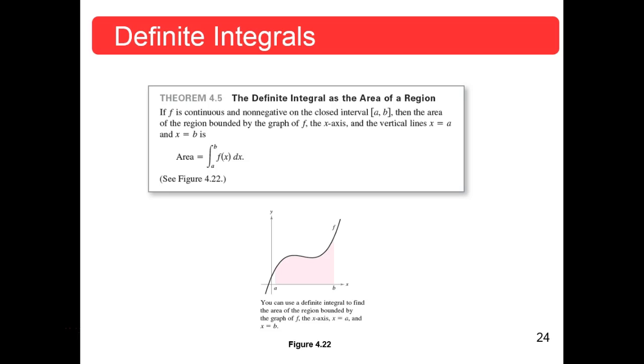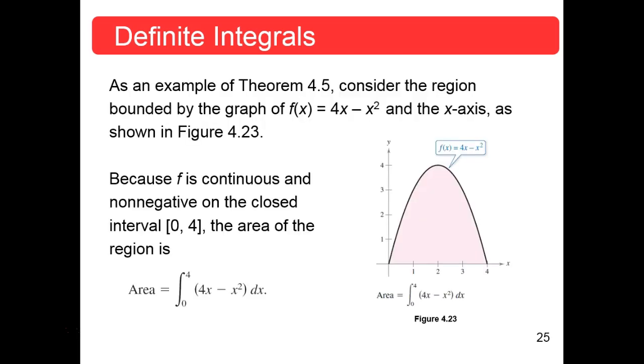So anyway, you can use a definite integral to find the area of a region bounded by the graph of f, the x-axis, x equals a to x equals b. Later we're going to extend this to two functions, and then either one of them can be negative. But we'll get there in a little bit. As an example of theorem 4.5, consider a region bounded by the graph of f of x equals 4x minus x squared. The x-axis is shown here in this figure.